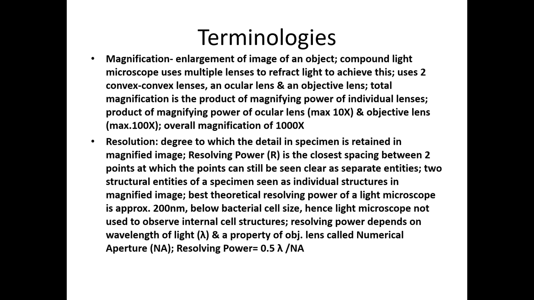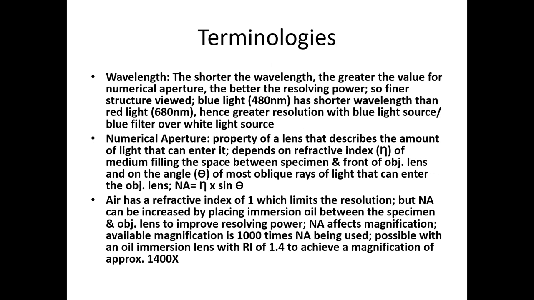In the second class, we started with magnification, the different magnifications of a microscope, the minimum and maximum magnification power of an ocular lens and objective lens, and how we get the total magnification of a light microscope. We covered resolution and resolving power, how it is related to wavelength and numerical aperture, and the equation for resolving power. Also how wavelength affects magnification or resolution, and how a better numerical aperture can be obtained using an oil immersion objective lens.